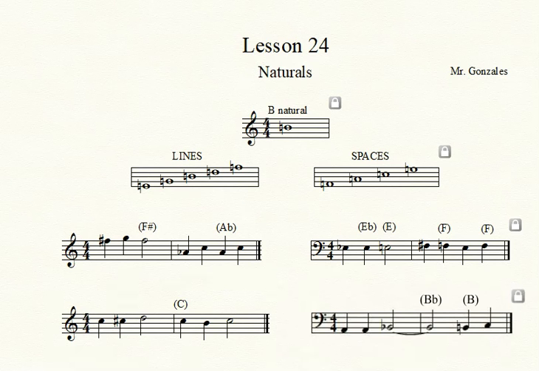That's it for today's lesson, guys. I hope you feel more confident in your ability to identify natural notes and understand how they work in music. In our next lesson, we will look at whole steps, half steps, and enharmonic notes.